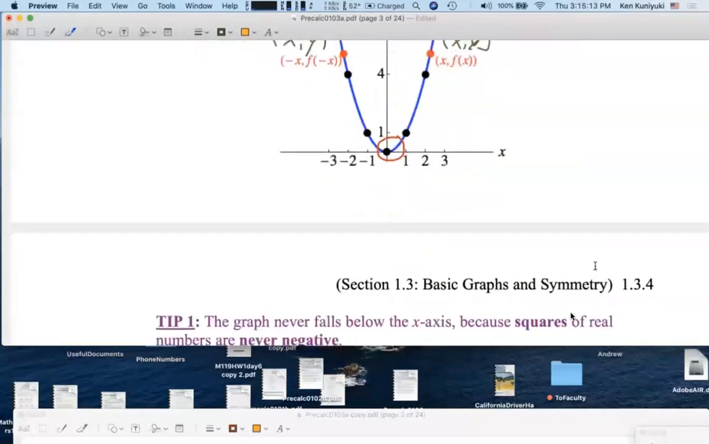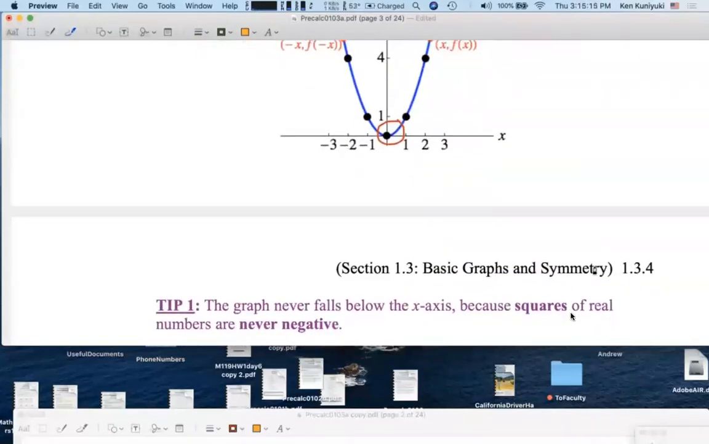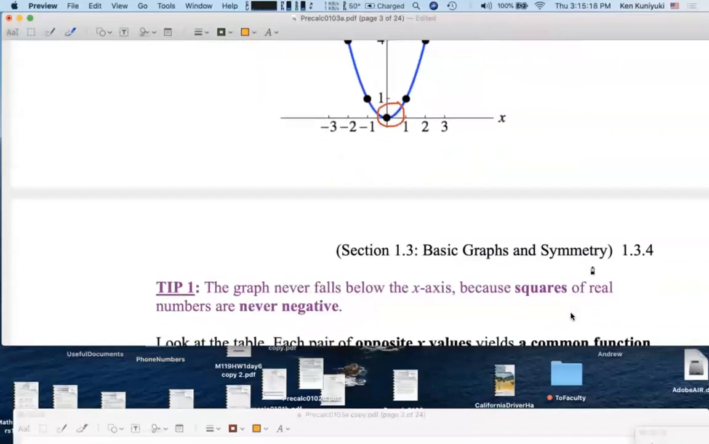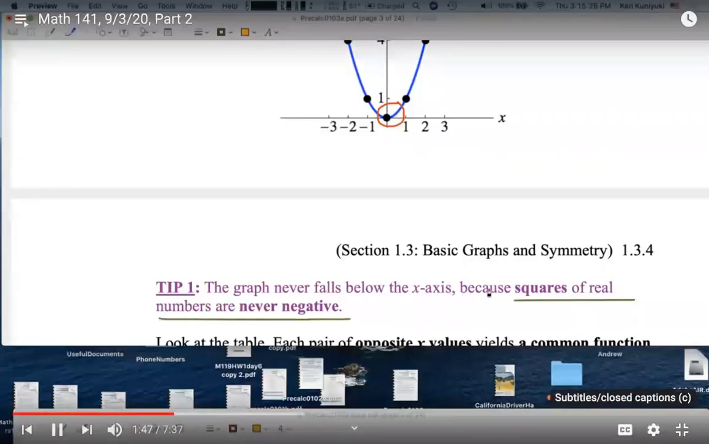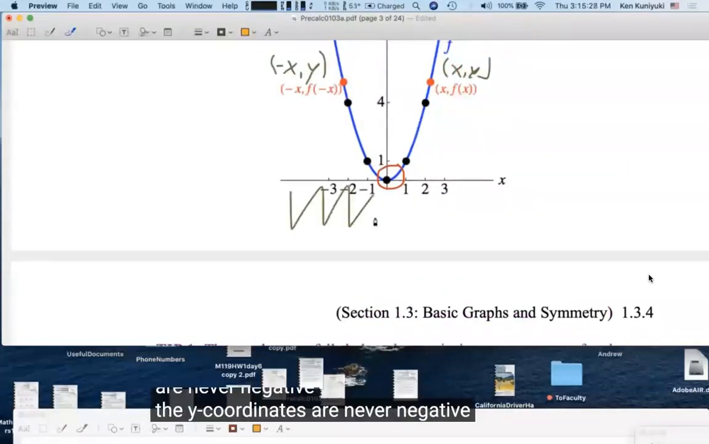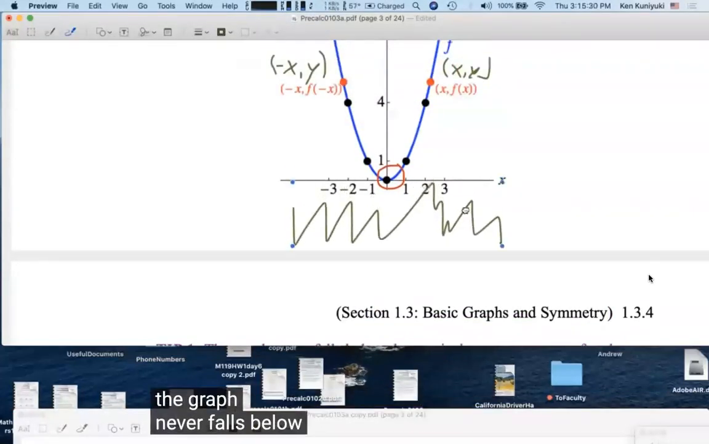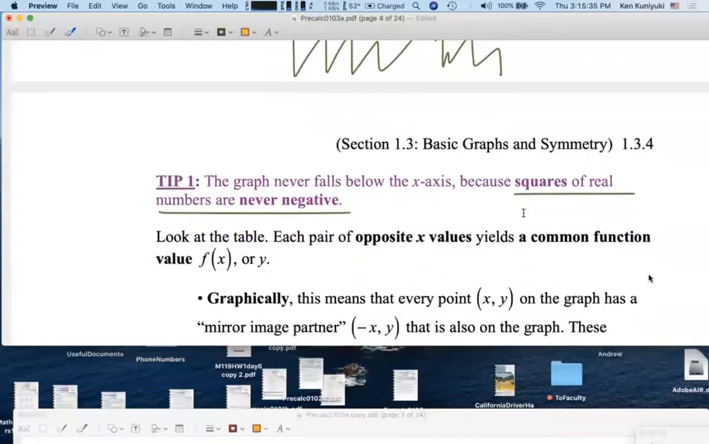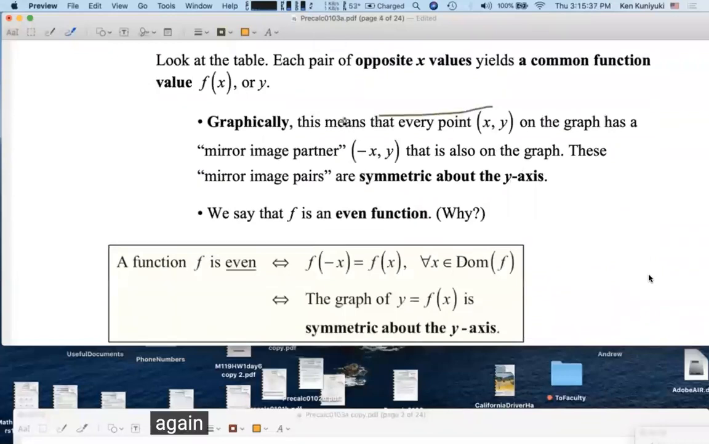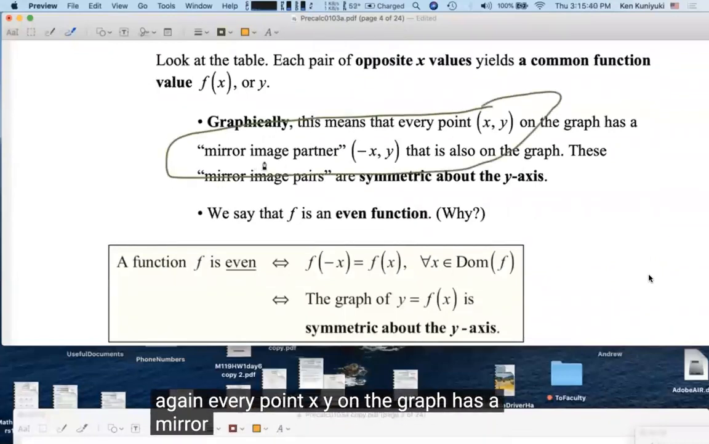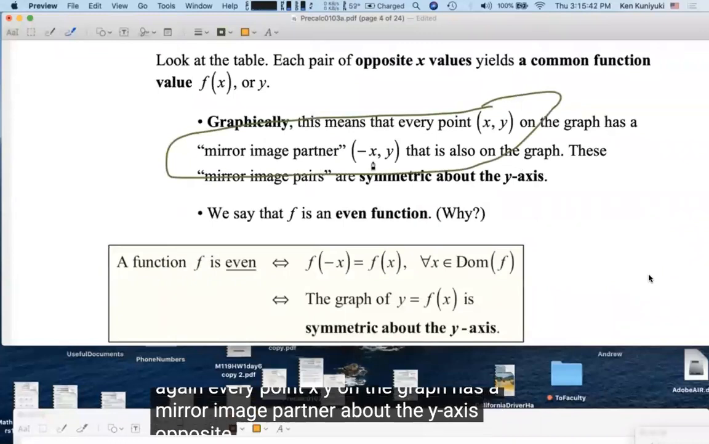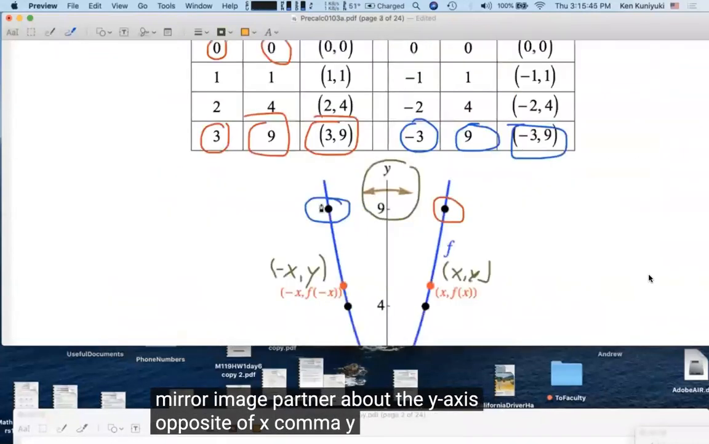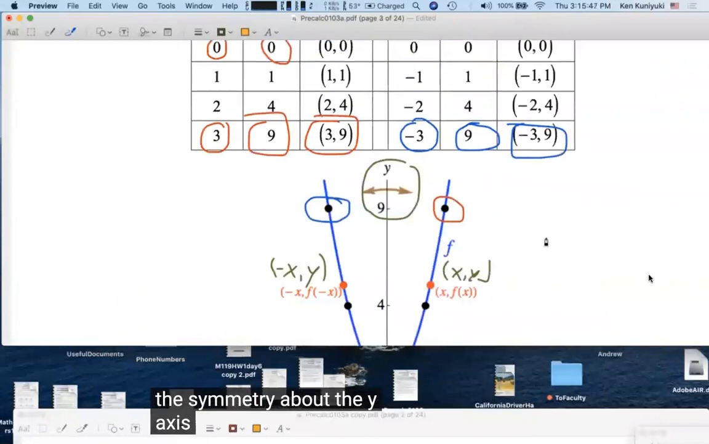Something else you should know about the x squared function, remember that squares of real numbers are never negative, which means that the outputs are never negative. The y coordinates are never negative. So the graph never falls below the x-axis. Again, every point x, y in the graph has a mirror image partner about the y-axis, opposite of x, comma y. This demonstrates the symmetry about the y-axis.